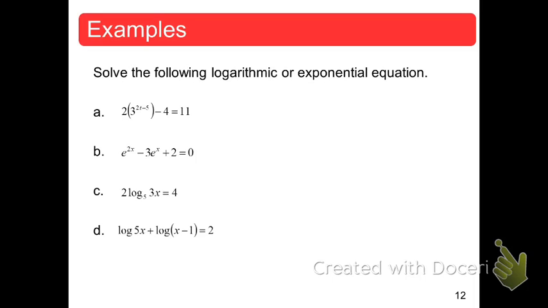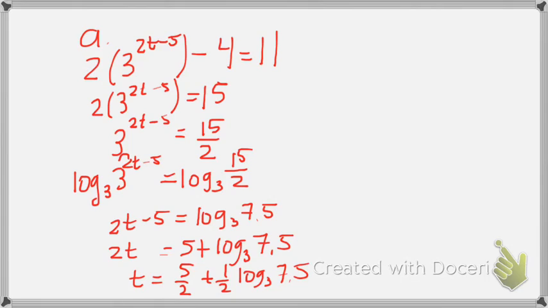Lastly, we want to look at these 4 examples. So let's look at A, which is this problem here. So the first thing is we know we want to get it into some kind of standard form. And the standard form we want to get it into, since it's an exponential, is a to the x is equal to some y. So the first thing we need to do is to add 4 to both sides, and we get this equation here.